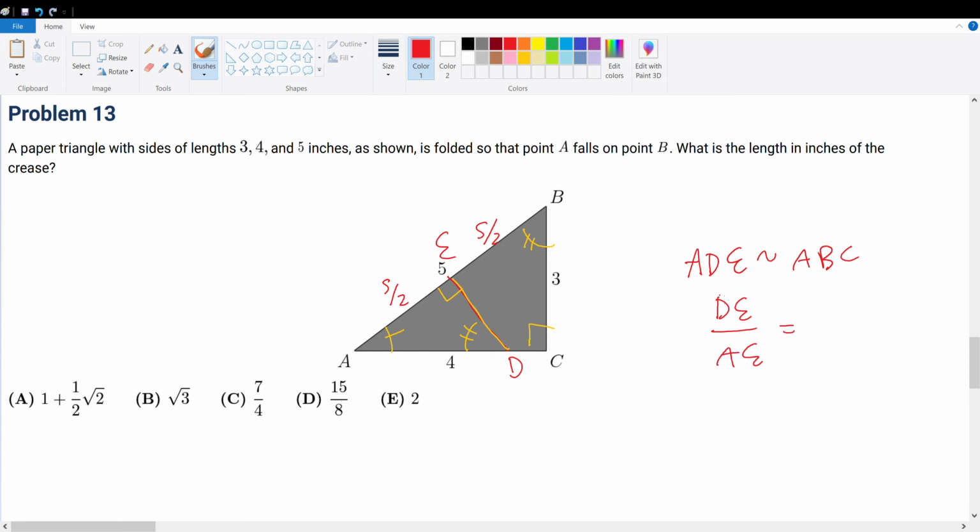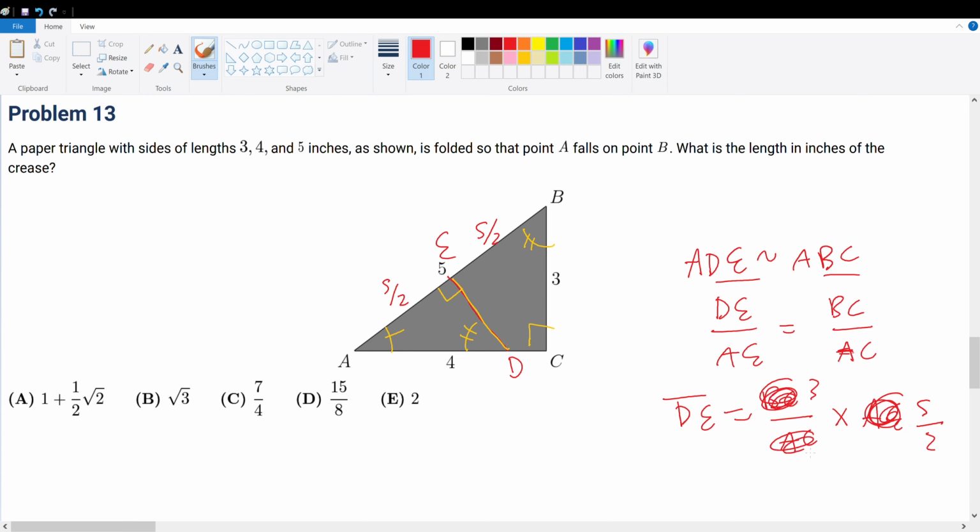Now, what is similar? DE is similar to BC, and AE is similar to AC. So that means the side length of DE, or the crease, is going to be equal to BC over AC, times AE. Now, what is AE? AE, we just told you, is 5/2, right? Perpendicular bisector. BC is the same thing as 3. AC is the same thing as 4. So what is 3/4 times 5/2? That is 15/8. So 15/8 is answer choice D.